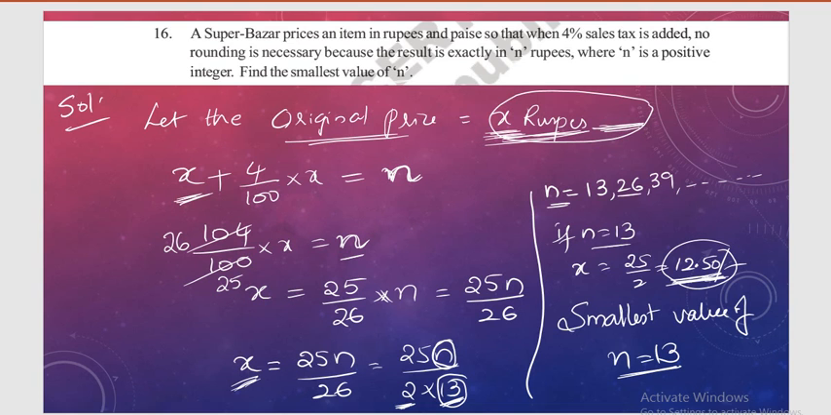For 26, it exactly divides, so what will happen? This 12.5 becomes something else. So what we need to see here is that you always need to take odd multiples of 13. Among those odd multiples of 13, the smallest value of n is 13. So this is one of the problems related to sales tax.